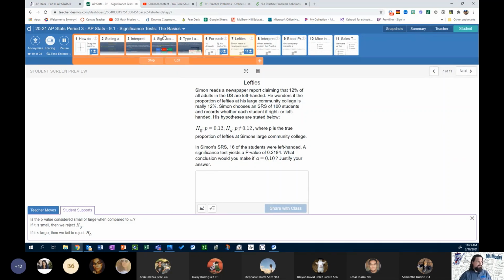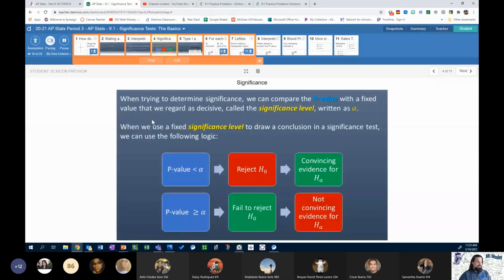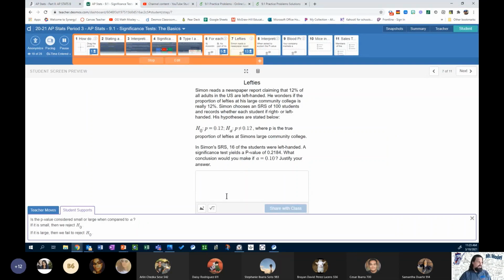In this case, you might want to refer back to screen 4. That allows us to make a conclusion based on a significance level. We then need to make sure to write our conclusion based on the given context. And again, you're welcome to write your response by hand, take a picture, and upload that. You also do have your little math type editor if you need to use that.